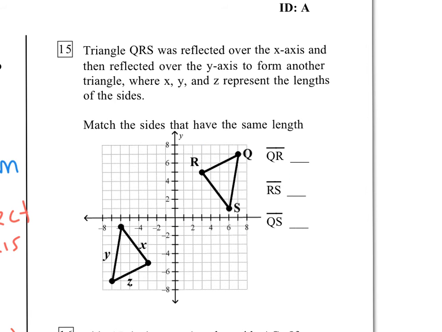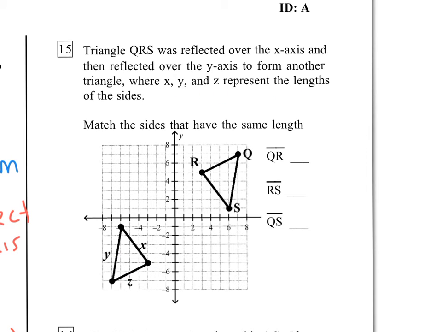All right, guys, I want to explain this one. It's not as difficult as you think it might be. You have to read: triangle QRS, which is right here, was reflected over the x-axis. It doesn't show you that, though. It would be over here if it was reflected over the x-axis. And then it was reflected over the y-axis. That's why we have it over here, to form another triangle, where XYZ represents the lengths of the sides.